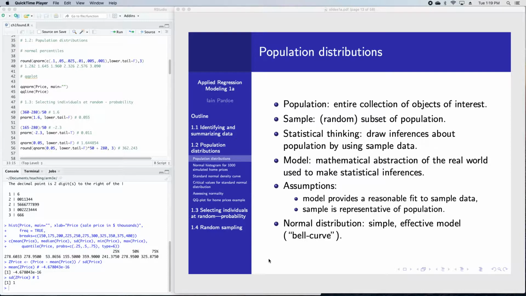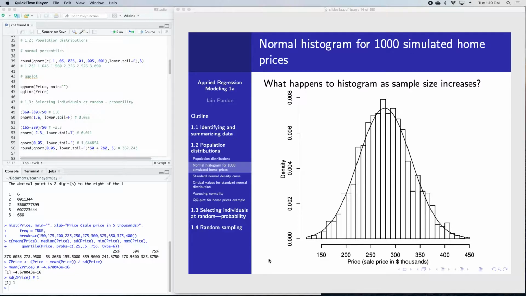So one example of a model that comes up a lot in statistics and in regression modeling is the normal distribution. And this is a very simple model, but very effective. And you might have heard this referred to in the past as the bell curve. So we can visualize what a normal distribution looks like.